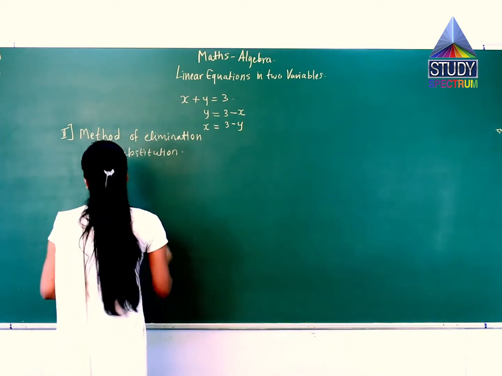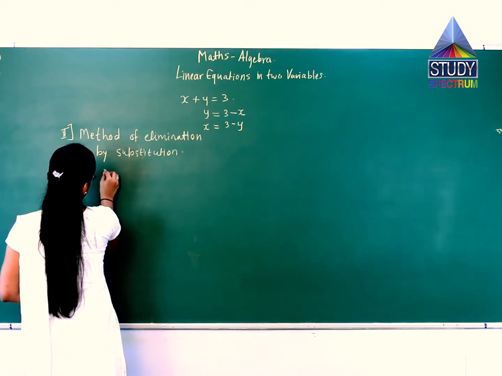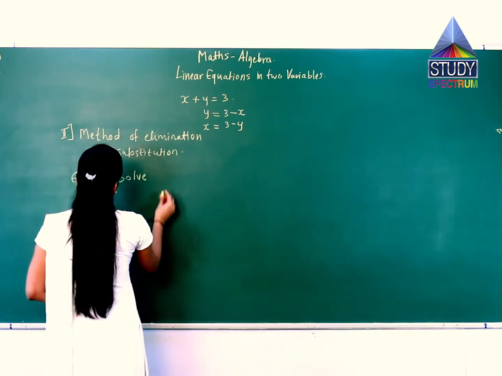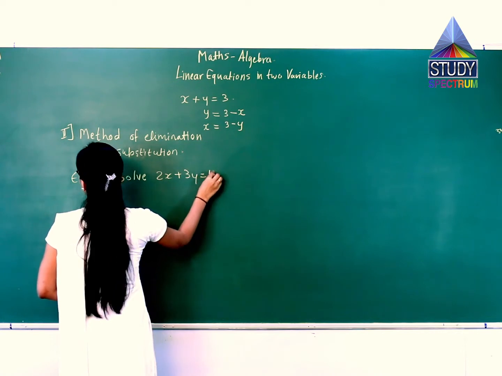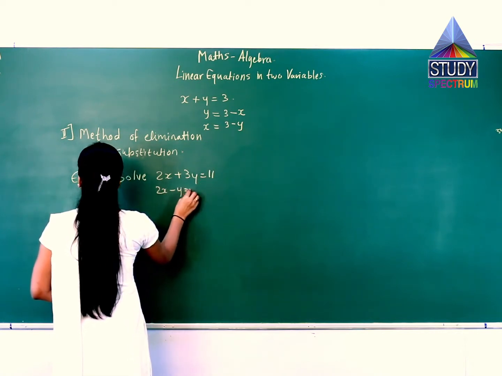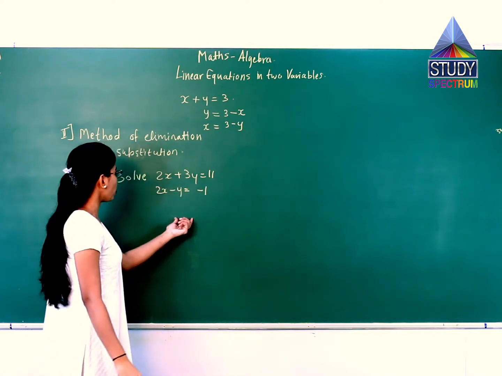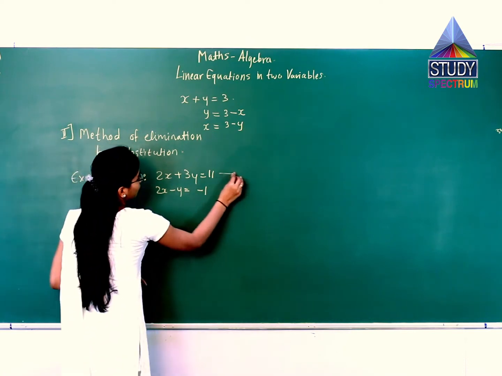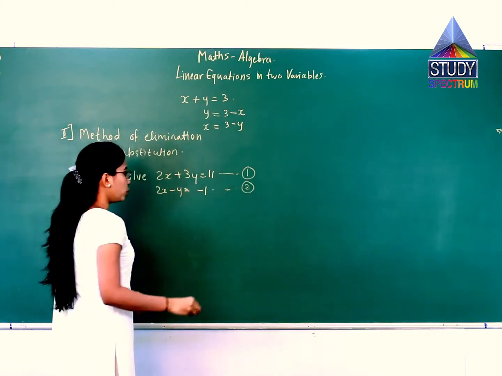Now what is this method? Suppose, let us take one example. Question is asked, solve. Two equations are given. 2x plus 3y is equal to 11 and 2x minus y is equal to minus 1. These two equations we have to solve. Definitely these two are simultaneous equations. So suppose this is my equation number 1, this is my equation number 2.